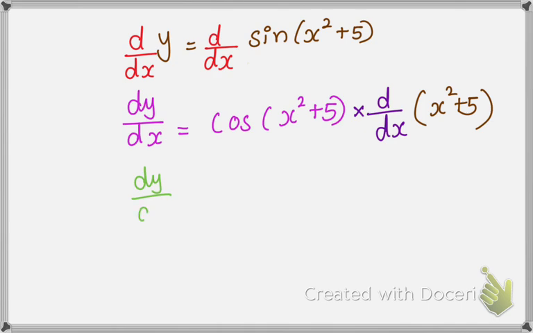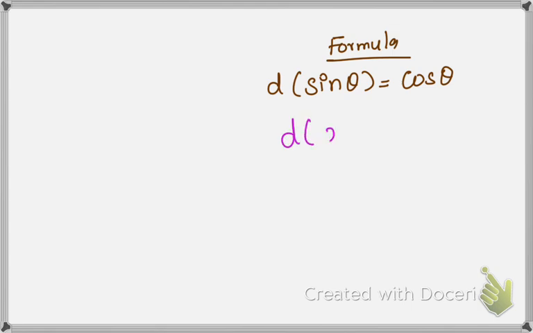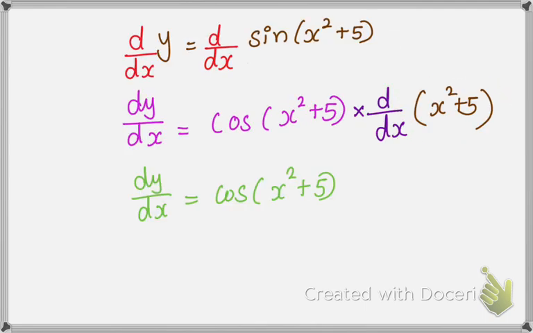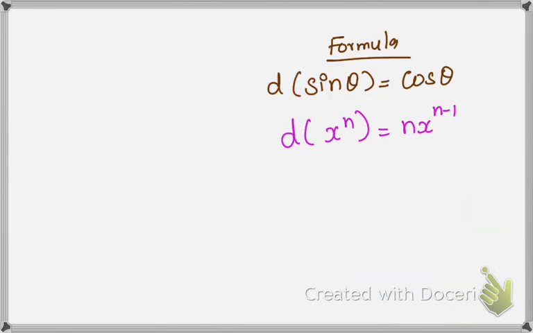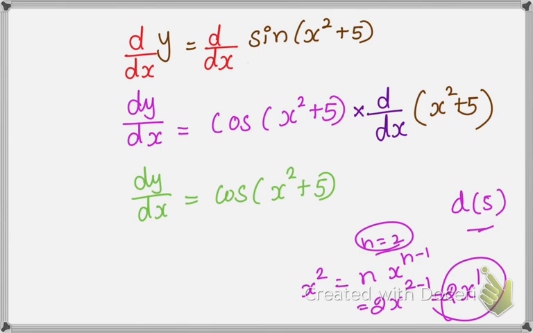So remaining, we get dy by dx equal to cos of x square plus 5 into, now you differentiate x square. What is the formula for x to the power n? Differentiation of x to the power n is n into x power n minus 1. The same way you differentiate x square: here n is equal to 2. So 2 into x to the power 2 minus 1, which is 2x. Then differentiation of 5. What is differentiation of 5? Differentiation of any constant equals 0. So differentiation of x square is 2x, and the second term, 5, is 0.